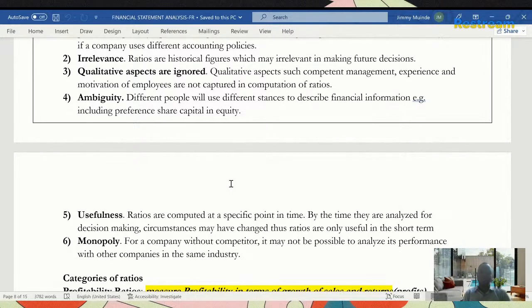Also usefulness, where ratios are computed at a specific point in time, so they might not be used for frequent decisions. Mostly ratios are used for one year, or rather at the end of the year. So if there are short-term decisions, they might not be suitable for absolutely short-term decisions.